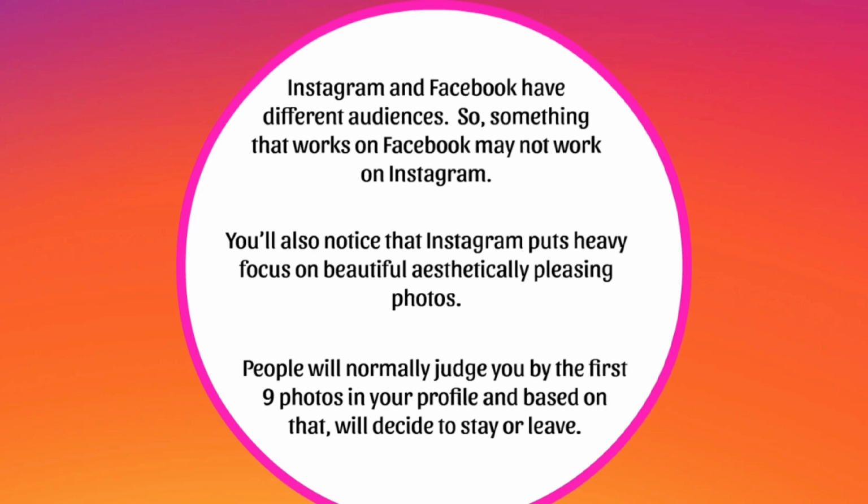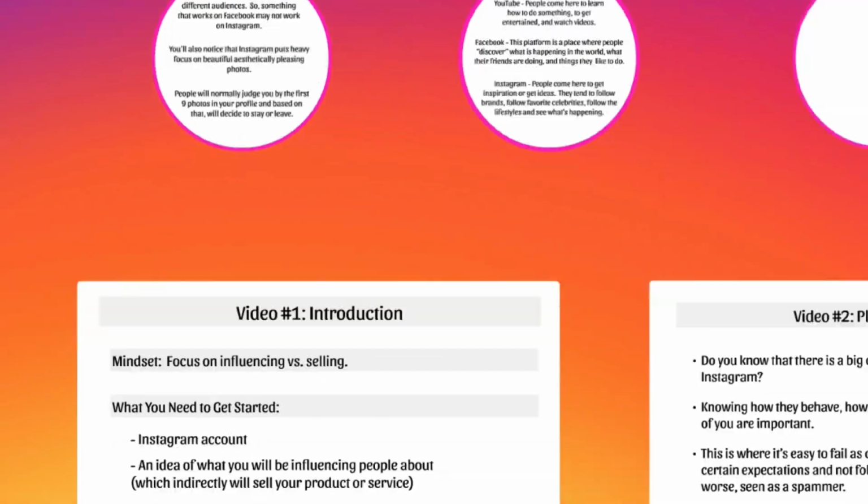When people go to your Instagram profile, they're going to see just a few images. And people will normally judge you based on the first 9 photos in your profile. Based on that, they will decide to stay or they will decide to leave. So you've got to make sure that you choose your best 9 photos up front. So when somebody comes to your Instagram profile, they see the best of the best, right?